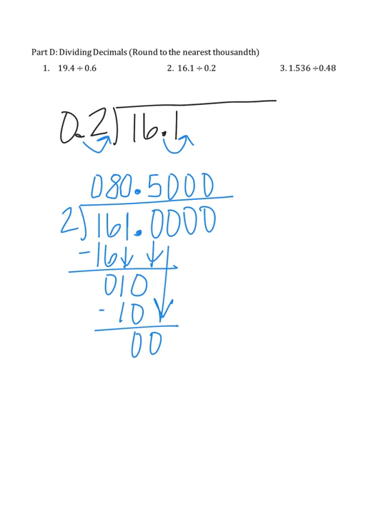So 16 and 1/10 divided by 2/10 equals 80 and 5/10, or if we wrote all the way through the thousandths place, 80 and 500 thousandths. Number 3, 1 and 536 thousandths divided by 48 hundredths. Again, we start by writing the original problem in long division.